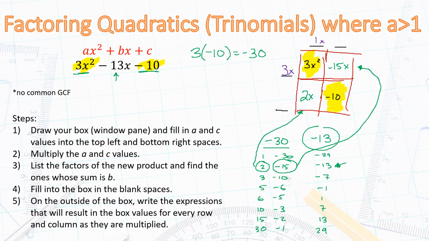So 1x times 3x is 3x squared. And then I ask myself, 3x times blank, in the second column, is equal to minus 15x, and that would be minus 5. And then same question, 1x times the second row, blank, is 2x. I'm missing a 2. So my factors are x minus 5 and 3x, and the 2 is positive, so it's going to be a plus 2. And that's my factored form quadratic.